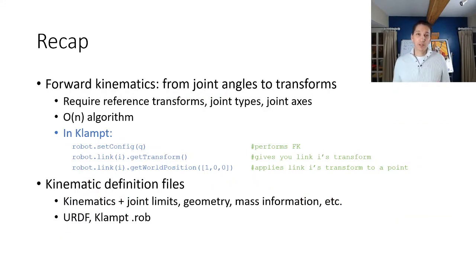So as a recap, forward kinematics goes from a configuration, which is a set of joint angles, to link transforms. It requires a robot kinematic definition, including reference transforms, joint types, and joint axes. There's a fast order n algorithm to calculate forward kinematics, and in clamp this is done essentially automatically every time that you call robot.setConfig. There are also different types of robot kinematic definition files, and these include not just kinematic information, but also information about the robot's geometry, mass information, etc. And clamp can read both URDF and ROB file formats.